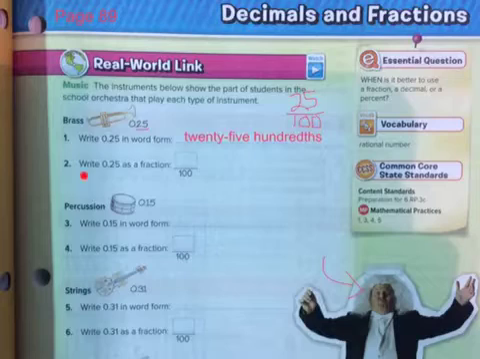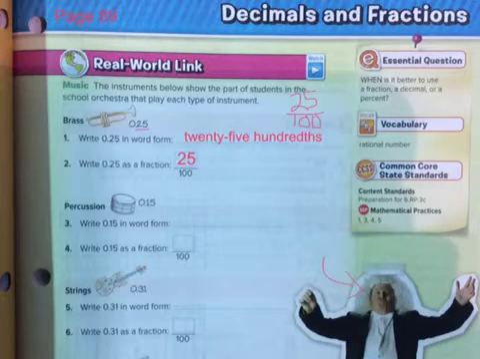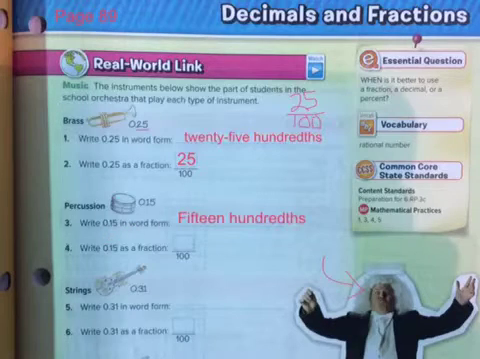Then, here we go, write twenty-five hundredths as a fraction. It's 25 in the hundredths place. Okay, let's keep on with this pattern, right? Now, for the percussion instruments, the drums, what do we have? We have fifteen hundredths, right? 15 in the hundredths place. Don't forget, this is the ones, this is the tenths, and this is the hundredths. So you have to know your place values to know this, right? 0.15 in word form. Okay, and write 0.15 or fifteen hundredths as a fraction.